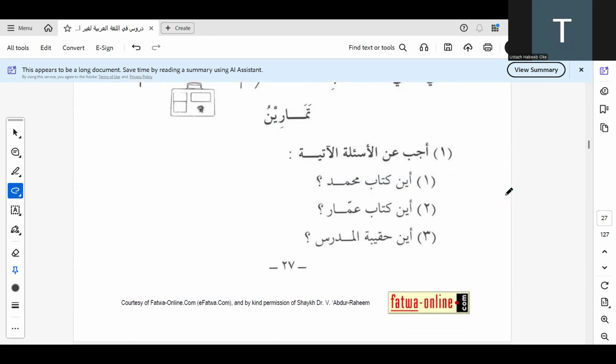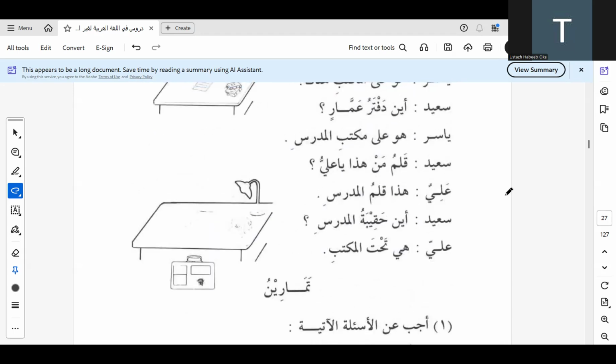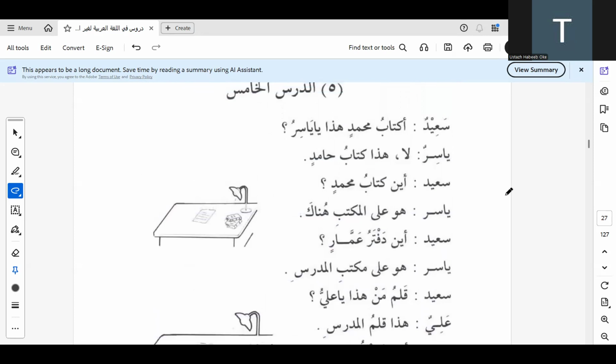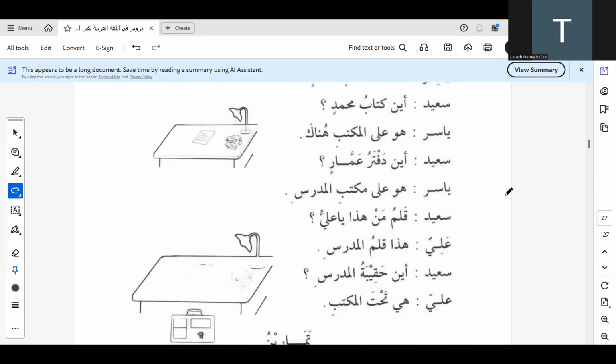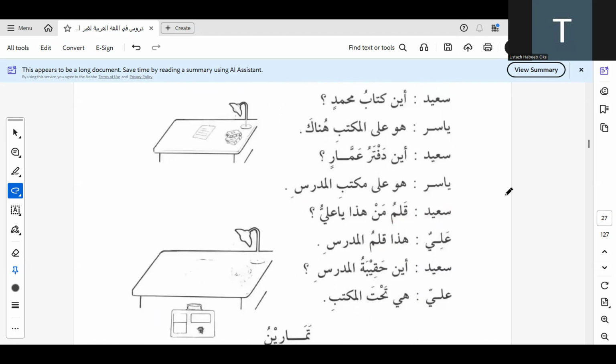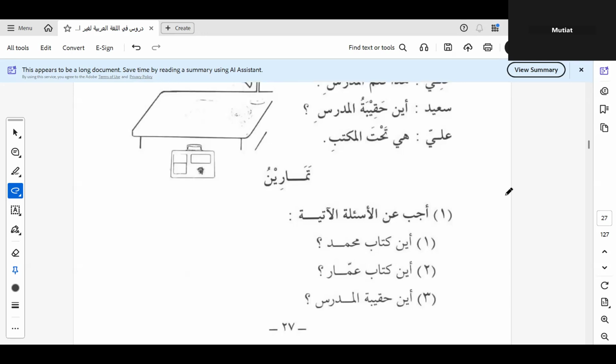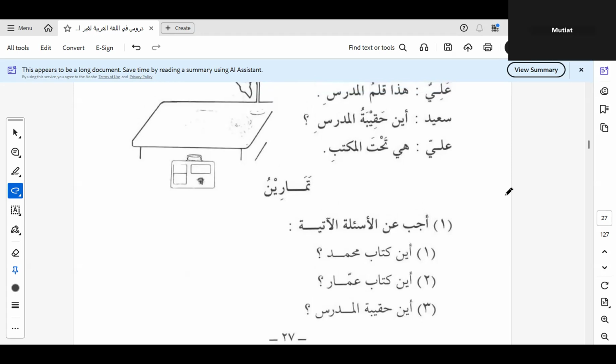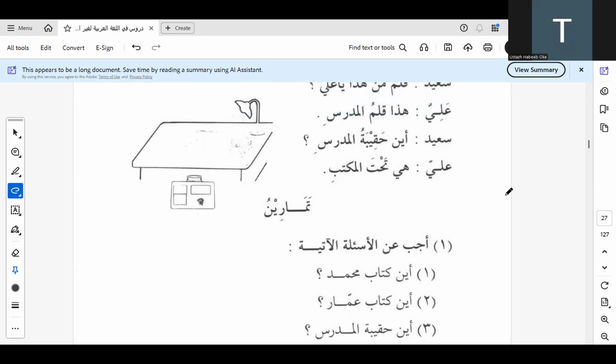Now, أين كتاب محمد؟ So, where is Muhammad's book? What's the response to that? We can give any reasonable response, any response that is equal to what we have here. Yes, أين كتاب؟ مكتبي. تحتي, or is it تحتي or تحت? Is that what you want to say? Yes, تحت مكتبي. Okay. It has to be a complete sentence.